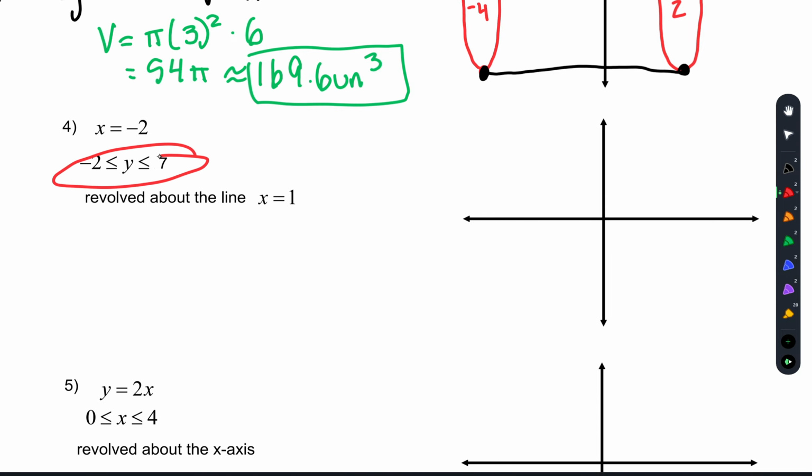Starting with my restrictions, this time, look at that. I'm restricting the y's, so I'm going to look at the y-axis this time. I want those restrictions between 7 and -2. Let's put those on there.